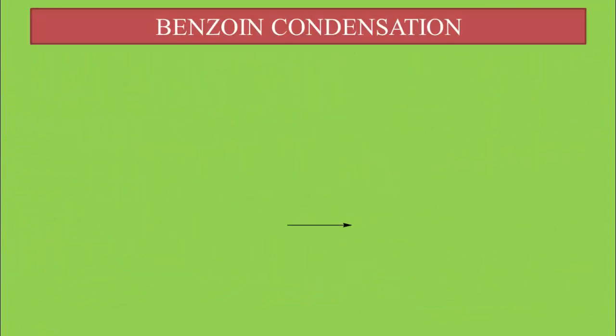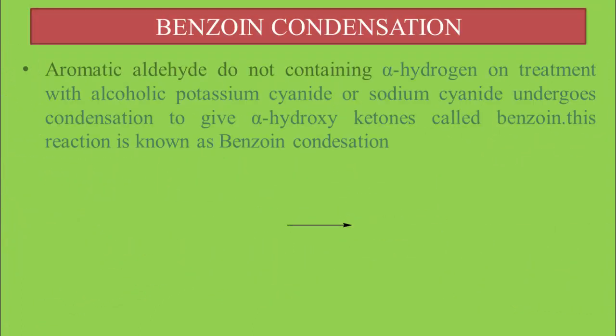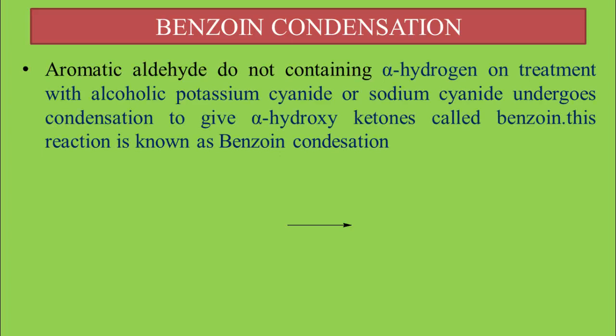Now we discuss the benzoin condensation reaction. What is the benzoin condensation? Aromatic aldehydes not containing alpha hydrogen, on treatment with alcoholic potassium cyanide or sodium cyanide, undergo condensation to give an alpha hydroxyketone called benzoin. This reaction is known as the benzoin condensation reaction.